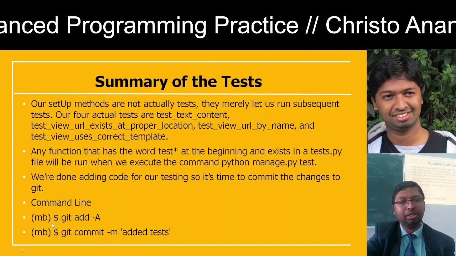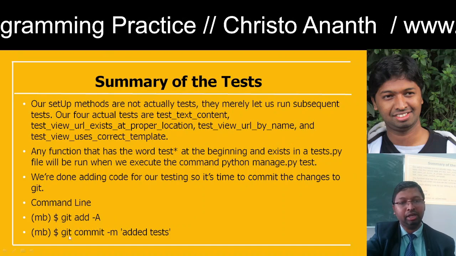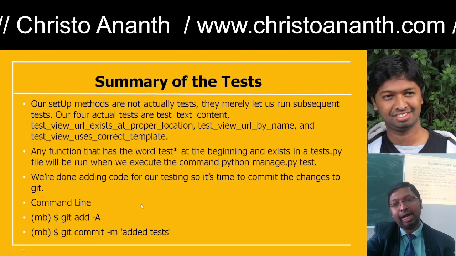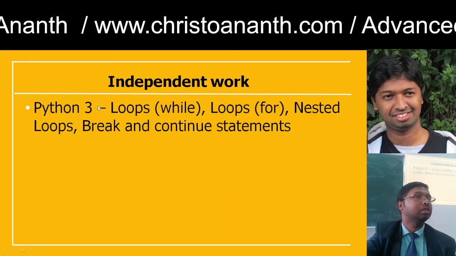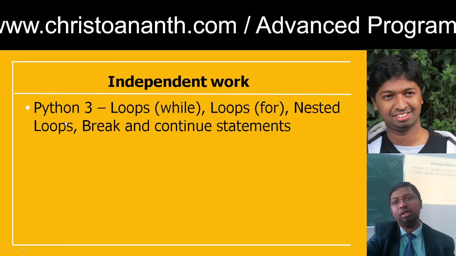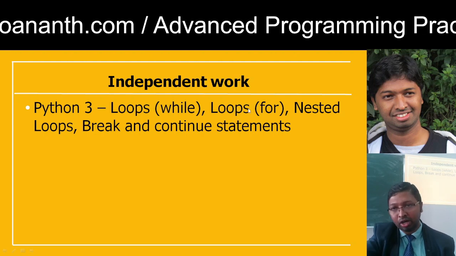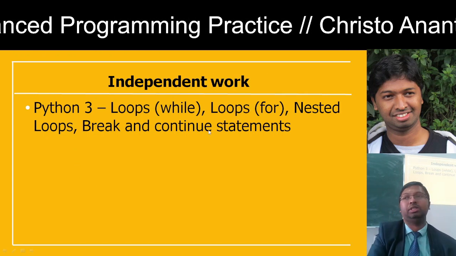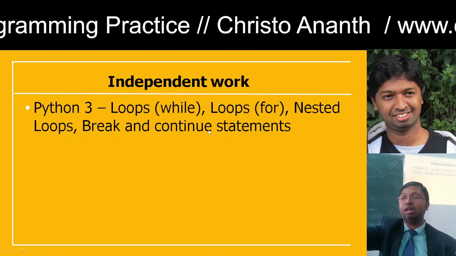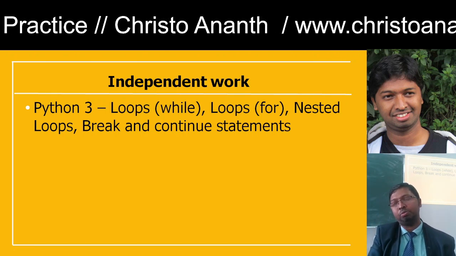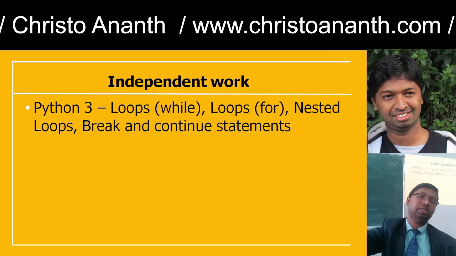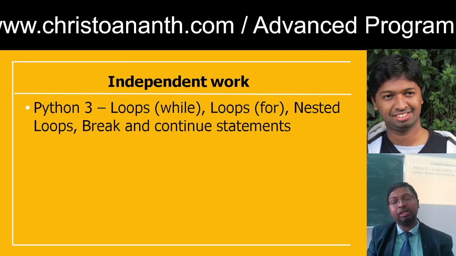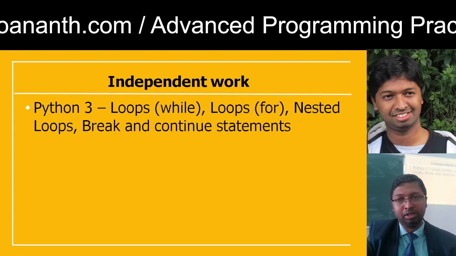So within the terminal, $ git add -A, and then $ git commit -m 'added test'. Okay. So this is the independent work: Python 3, while loop, for loop, and then nested loop, break and continue statement. You have to submit them in your Google Classroom. It is already there in your Google Classroom. So please submit them, with the independent work and the open-ended project work. Don't wait till the end time, till the last time.